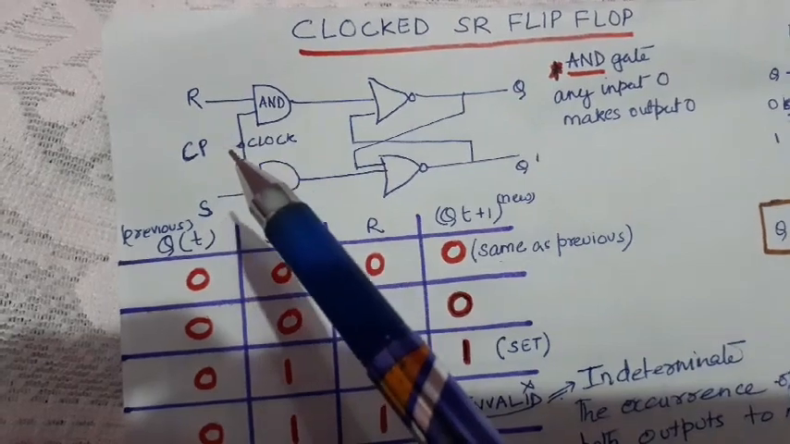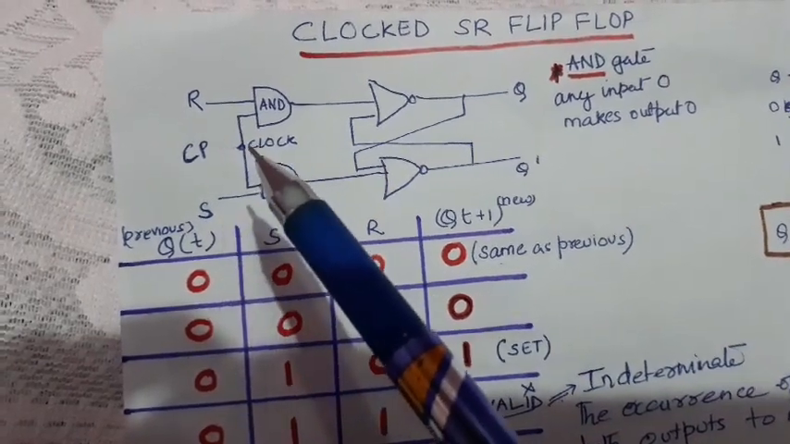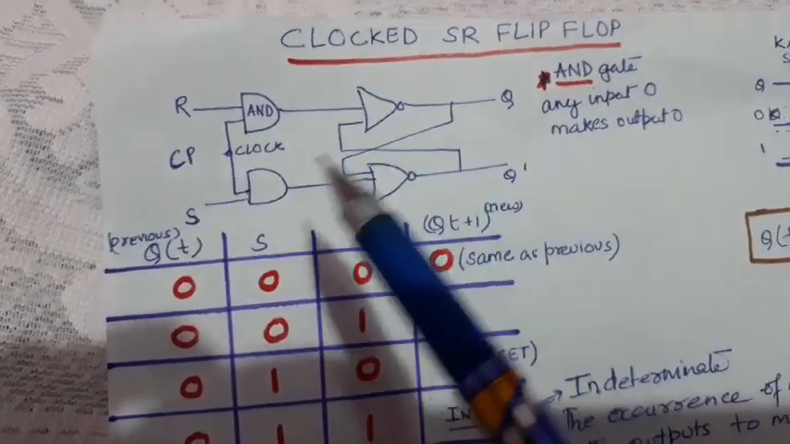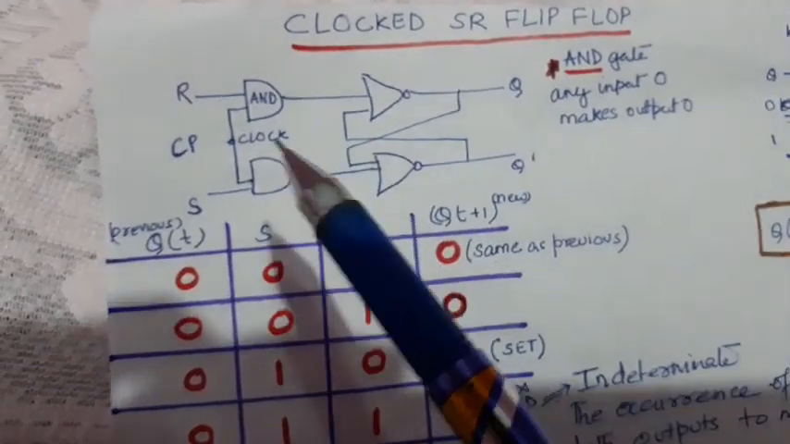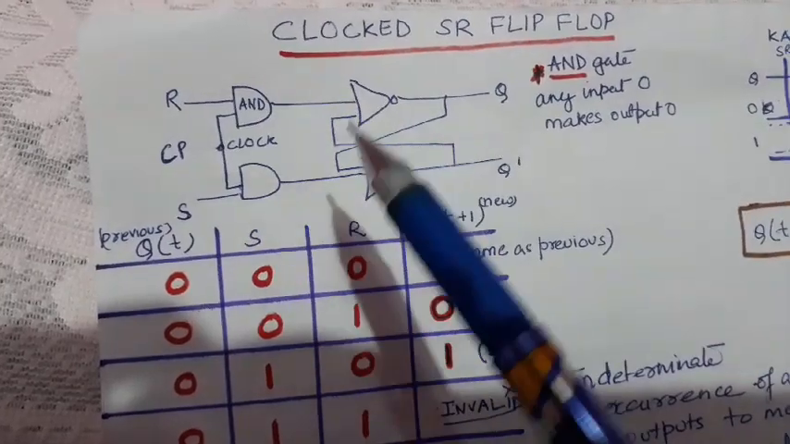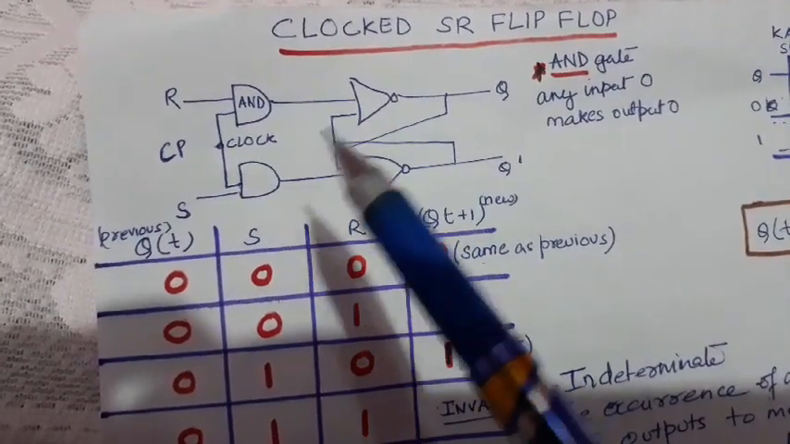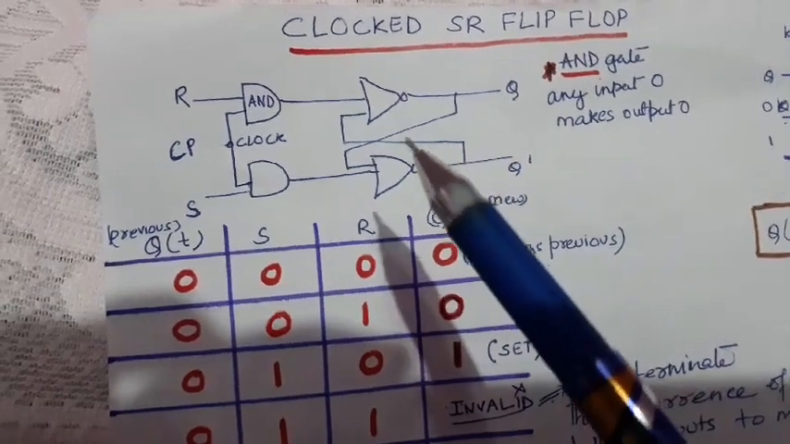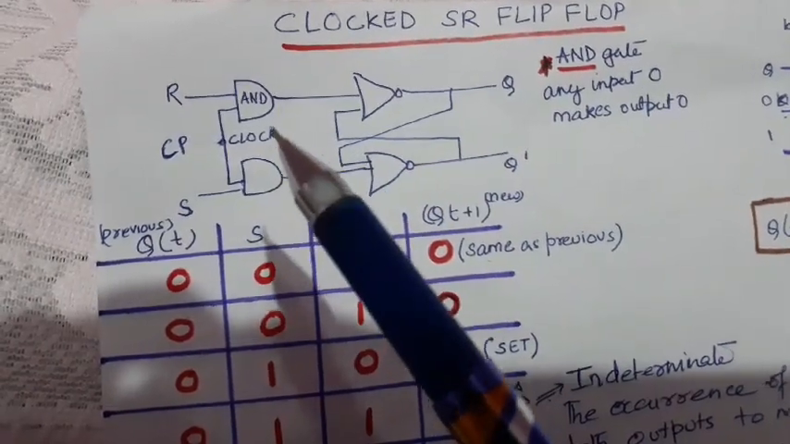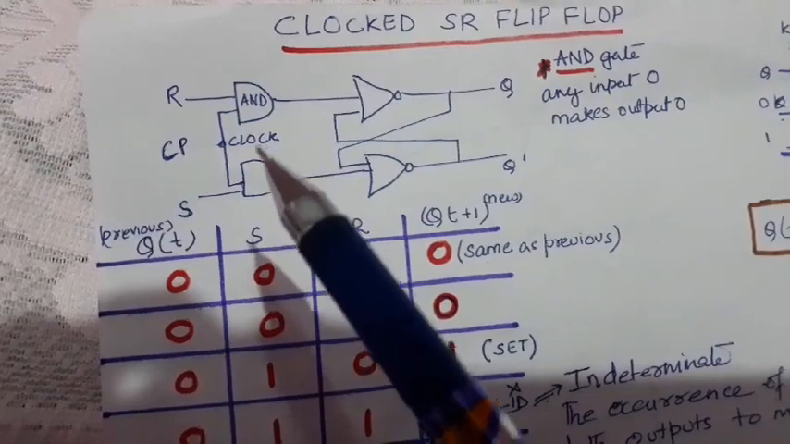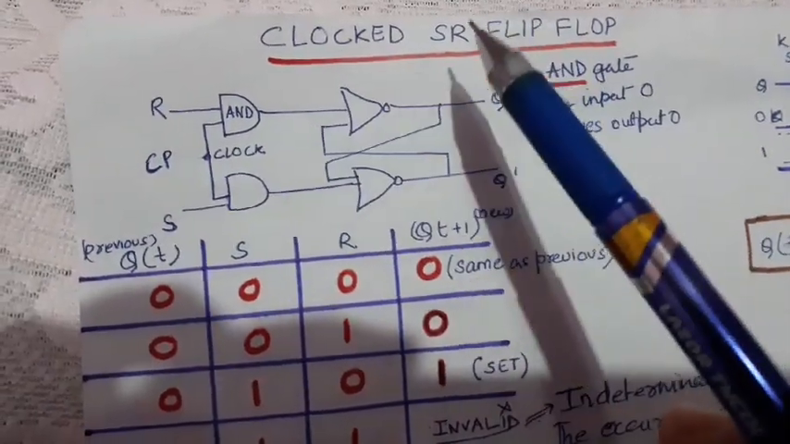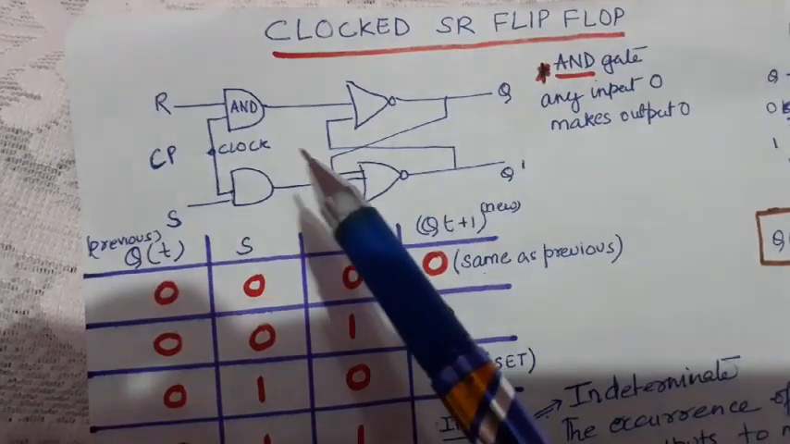Now synchronous, why? Because it has a clock pulse. With the help of clock pulse, we can enable and disable the circuit, and we can time it. According to the timing of the clock pulse, we can get the output. So this is the difference. Clock is introduced, and because clock is introduced to overcome the invalid state, it is called clocked SR flip-flop, and you have to add this clock.